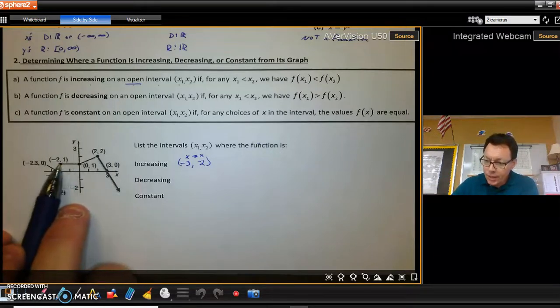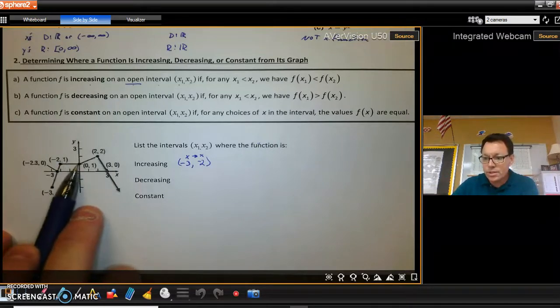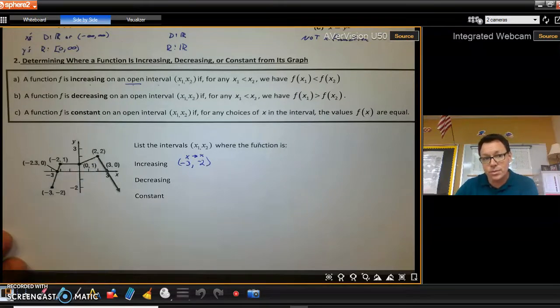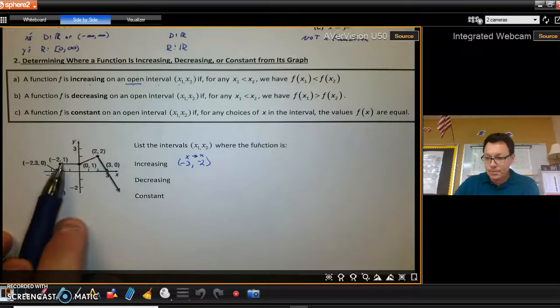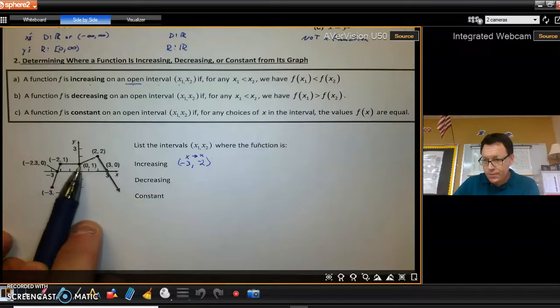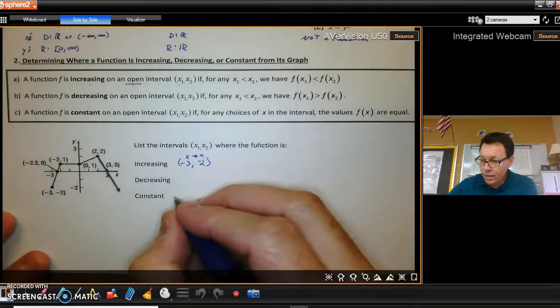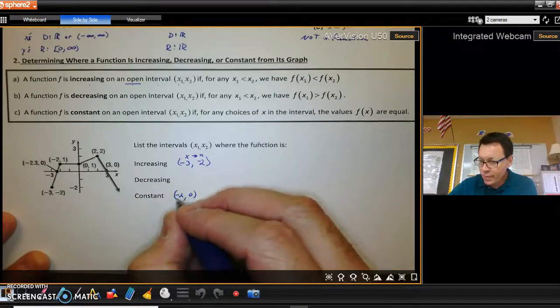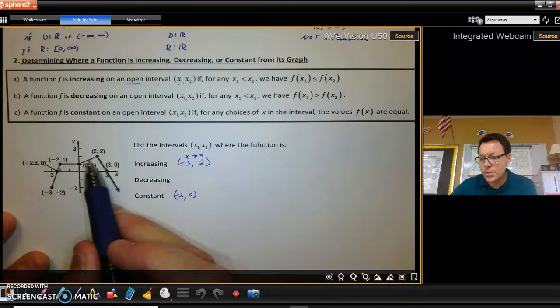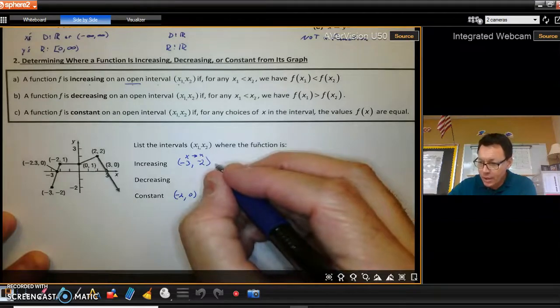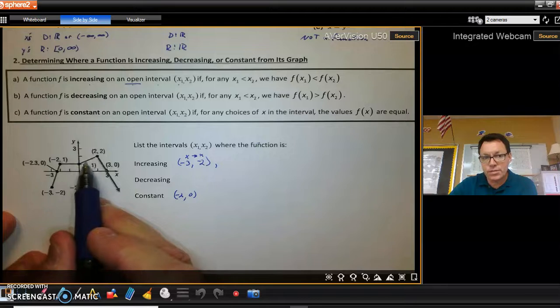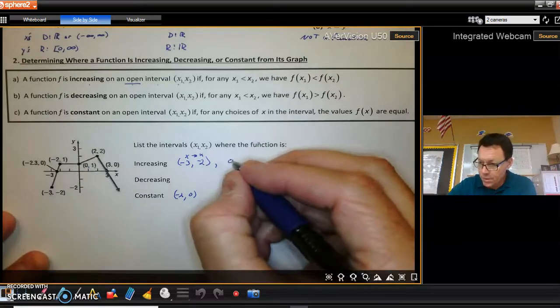Now, you can probably look right here and say that, okay, well, this little segment of our function is constant. It just stays at 1 the whole time. So what x values is that occurring at? From -2 to 0. So that's how we write our interval, from -2 to 0. Then you see the graph goes up again. So there's another interval where the graph is increasing. Again, from what x value to what x value? From 0 to 2.